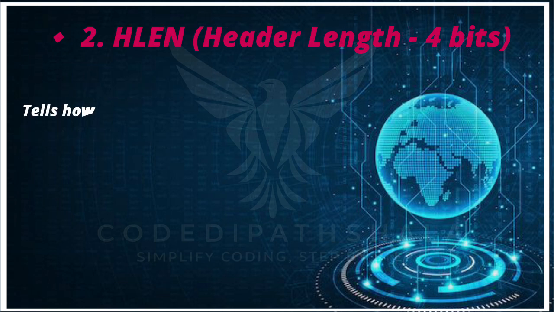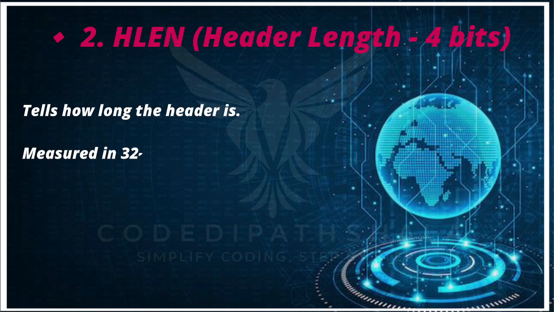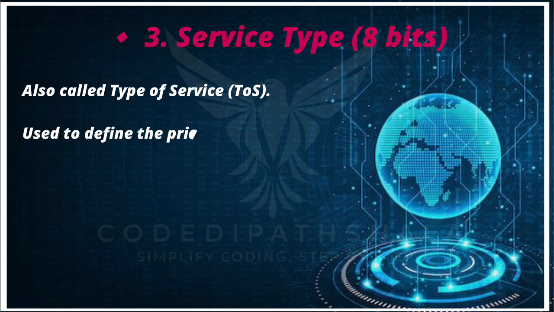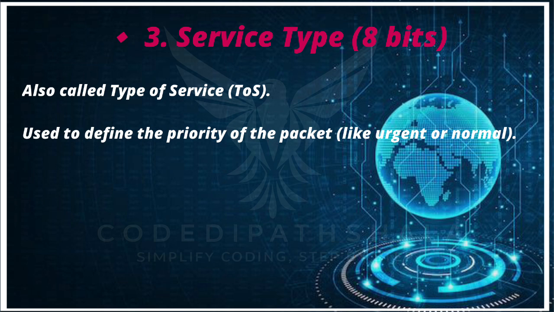2. HLEN, header length, 4 bits. Tells how long the header is, measured in 32-bit words. Minimum is 5, i.e., 20 bytes. 3. Service type, 8 bits. Also called type of service, TOS. Used to define the priority of the packet, like urgent or normal.